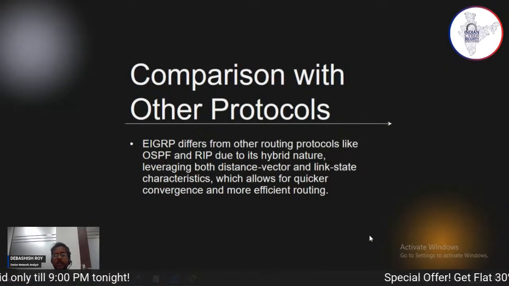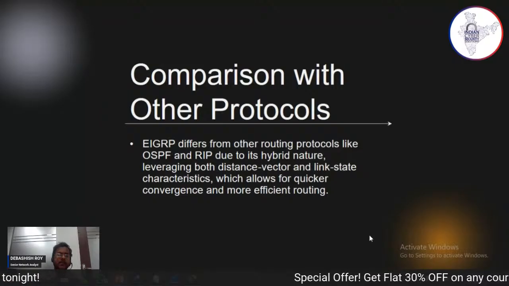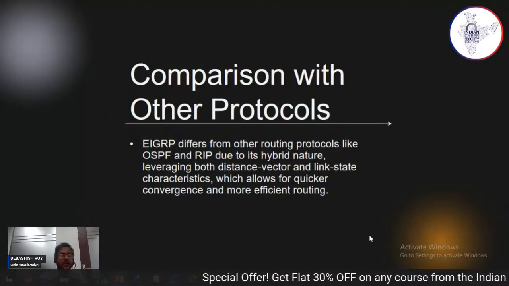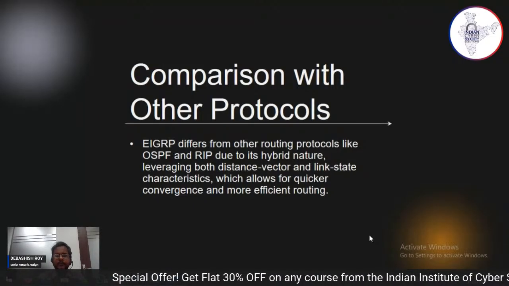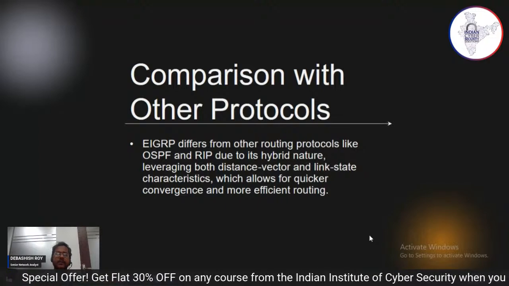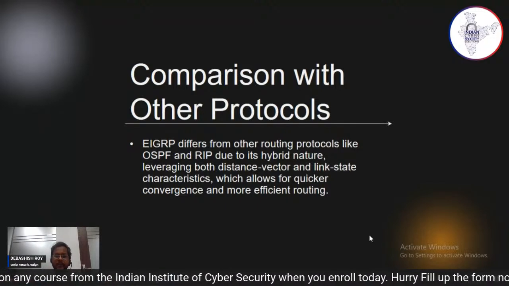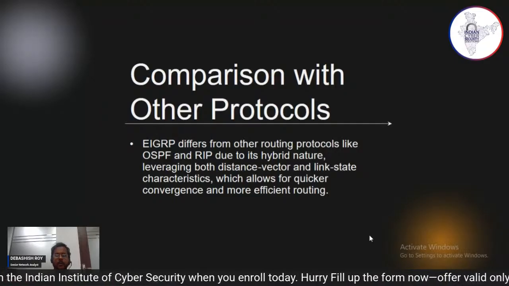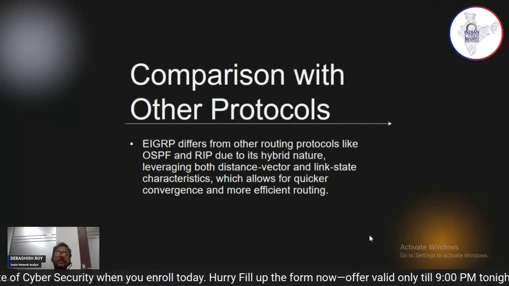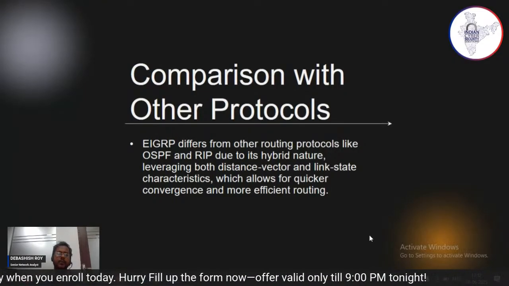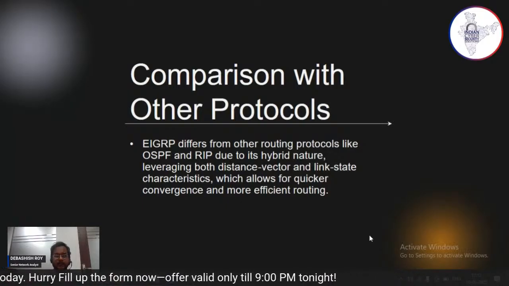Now, comparison with other protocols. EIGRP differs from other routing protocols like OSPF and RIP due to its hybrid, or so to say advanced distance vector, nature. OSPF is a purely link state routing protocol and RIP is a pure distance vector routing protocol, and EIGRP actually combines both, which allows for quicker convergence and more efficient routing.